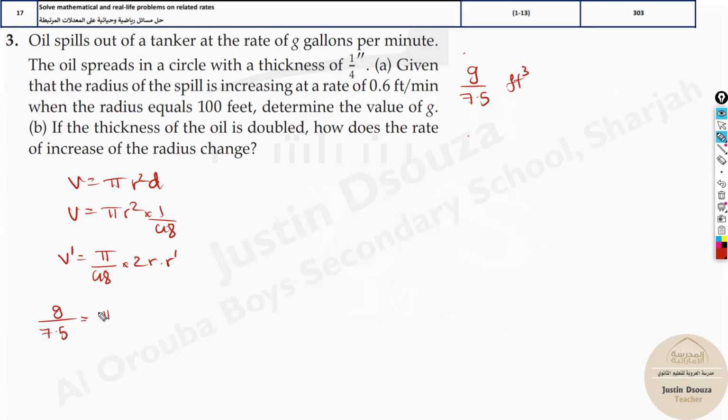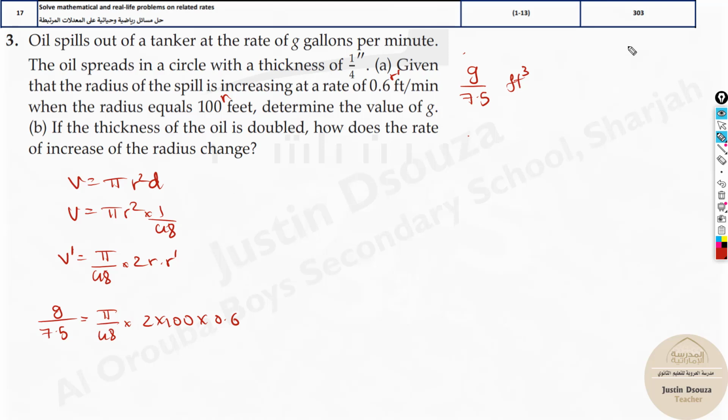That is equal to pi by 48 times 2 times, what is the r over here? Now, rate r dash is given. This is r dash. And radius is 100. So 100 times 0.6. Now you can solve this. You can take everything to the other side and solve it.